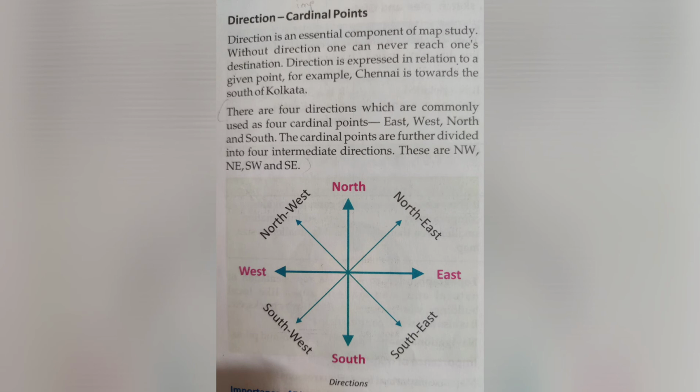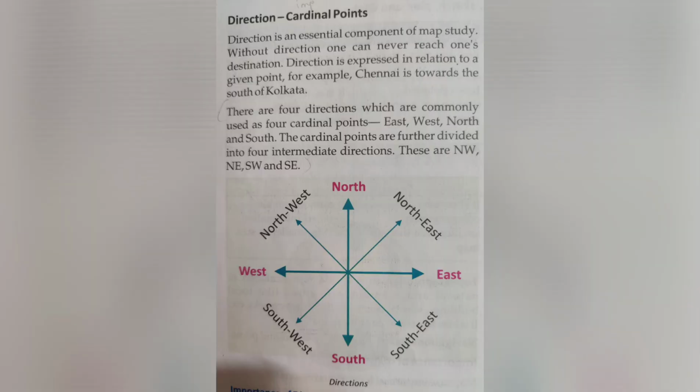There are four directions which are commonly used as the four cardinal points: east, west, north and south. The cardinal points are further divided into four intermediate directions. These are northwest, represented by NW, northeast by NE, southwest by SW and southeast by SE.